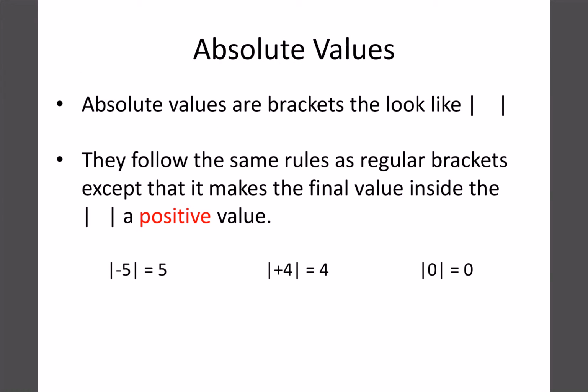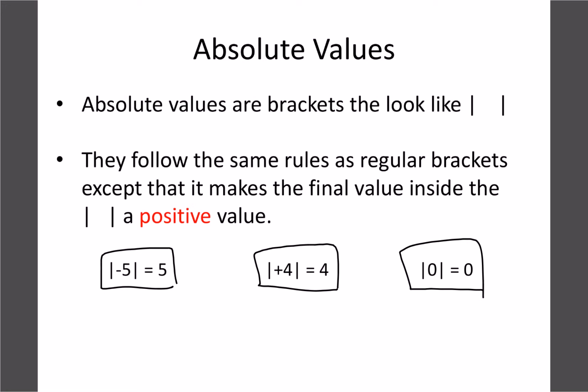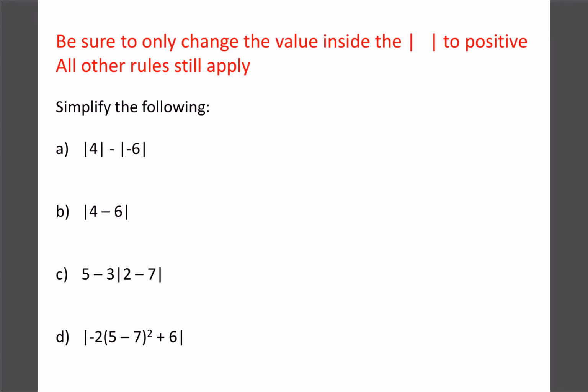Absolute value signs look like regular brackets, but they're straight, and they follow all the exact same rules. All of your BEDMAS rules that you learned over the years still apply. The only thing that's different is the absolute values will make whatever numbers are inside positive in your final calculation. So the absolute value of negative 5 is positive 5. The absolute value of a positive number stays positive. It doesn't make it negative. And the absolute value of 0 is 0, because 0 is not positive or negative, so we just leave it alone. Let's do a few calculations to get a little practice with this.